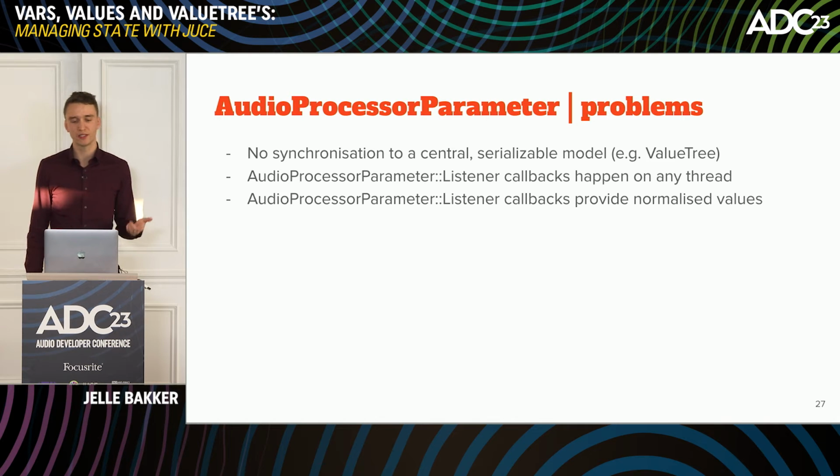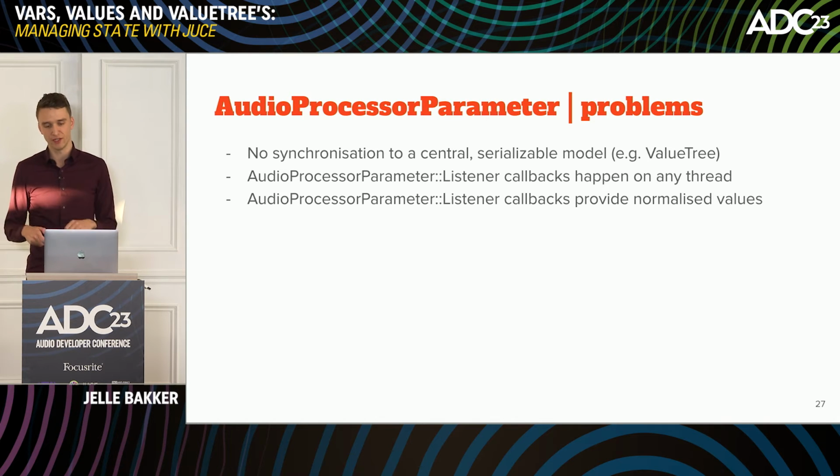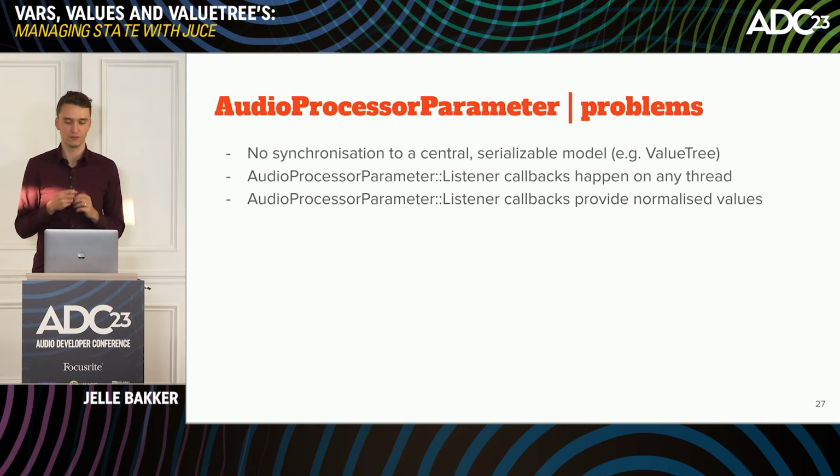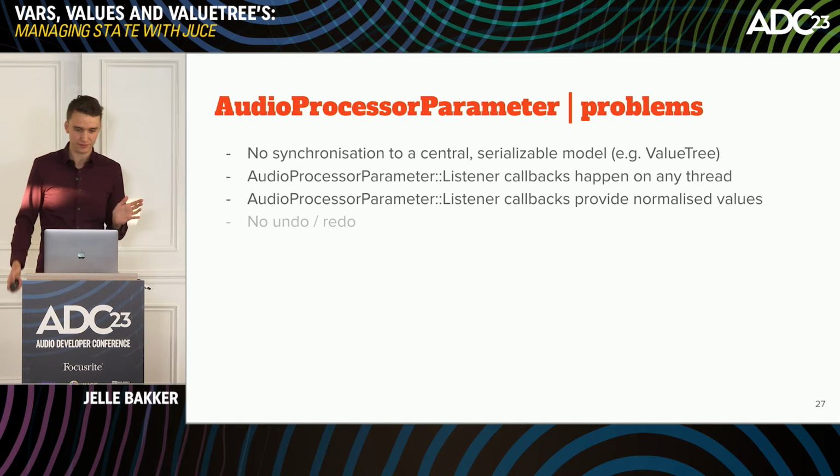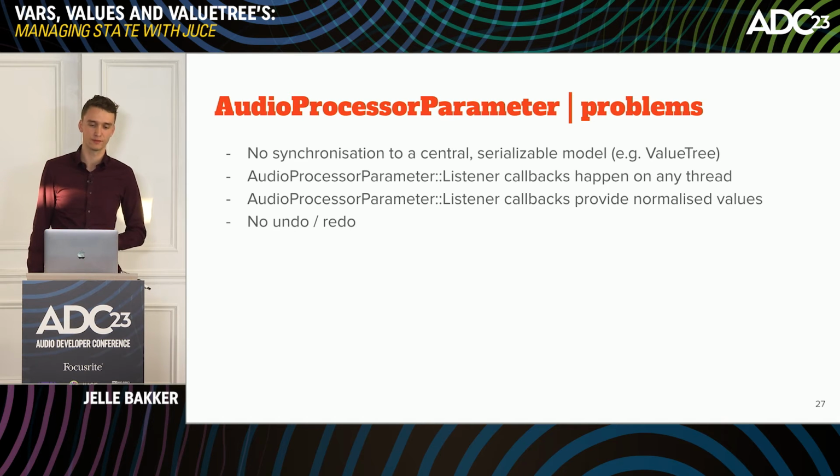Also, these callbacks that you get, they get normalized values, so you first have to convert them to your actual range. So if you have a parameter from 0 to 100, you have to convert it from 0 to 1 to 0 to 100. And there's no undo redo.